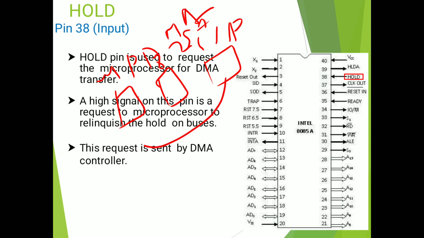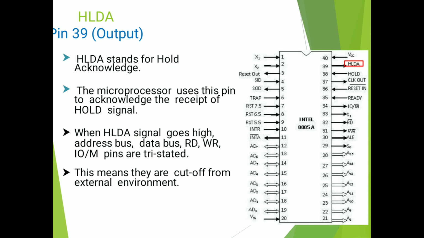If input output devices want to access the address and control buses, then they go to the DMA, and the DMA requests the microprocessor at the hold pin. Then the microprocessor informs the DMA controller through the HLDA pin, hold acknowledge. HLDA stands for hold acknowledge. The processor uses this pin to acknowledge the receipt of the hold signal.